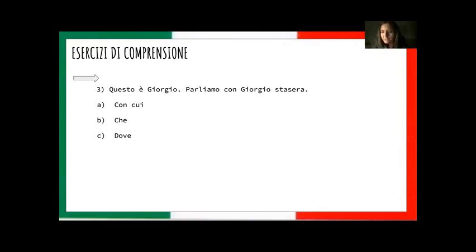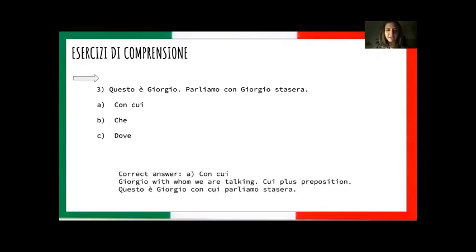Okay, correct. So Gianna said that she picked A because there is con, and con is a preposition, right? So she used con cui. Does everybody agree with her? I see a lot of yes, I see a lot of heads. Okay, very good. So the correct answer, of course, is A, con cui.